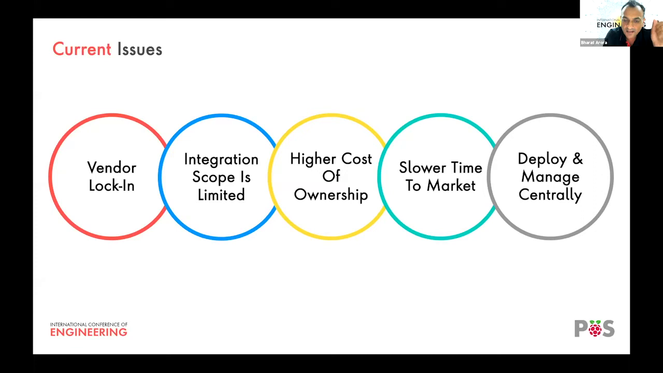It takes ages to do, and we need to streamline the whole process. The third is definitely the higher cost of ownership, which is a very important factor. The turnaround time for any new thing is a very, very expensive proposition to add any new feature over there, right? And the next one is slower time to market, which is a very obvious thing, right?